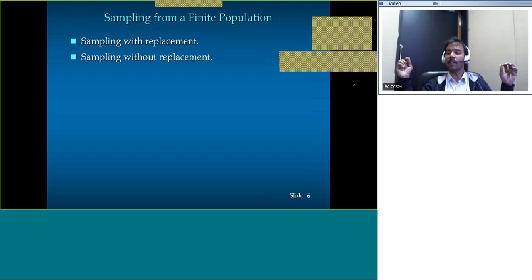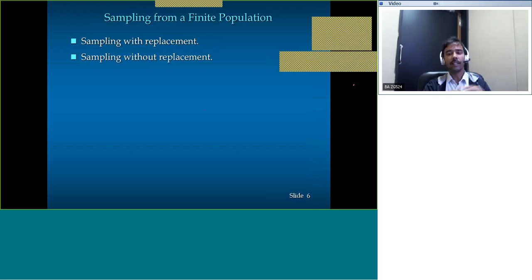So simple logic: if you are replacing the item, what we have got in the sample is known as with replacement, and the second one is without replacement. And I'll ask you a simple question. Suppose we are using a sampling technique with replacement, are the draws which we are drawing independent or not?